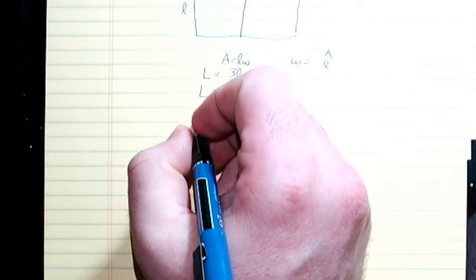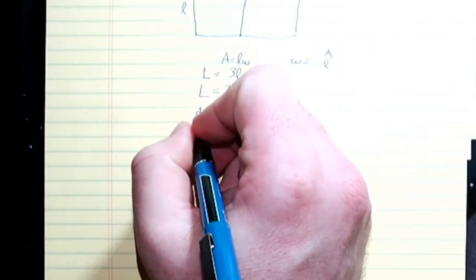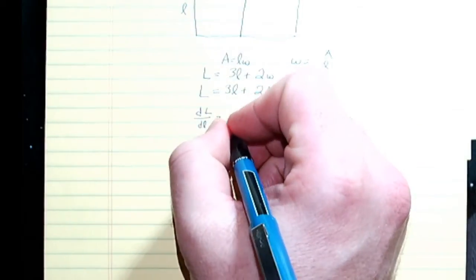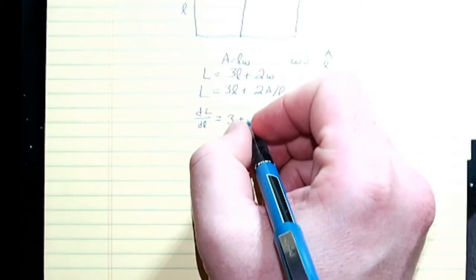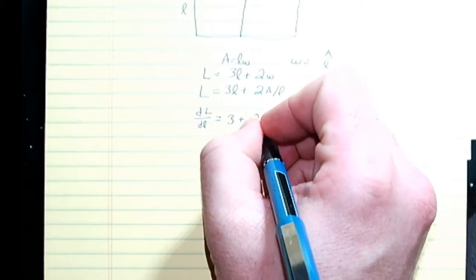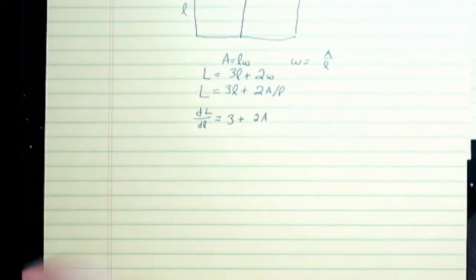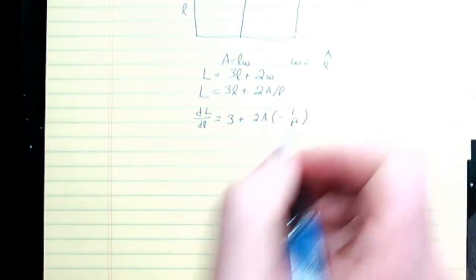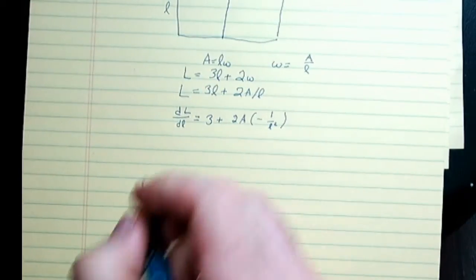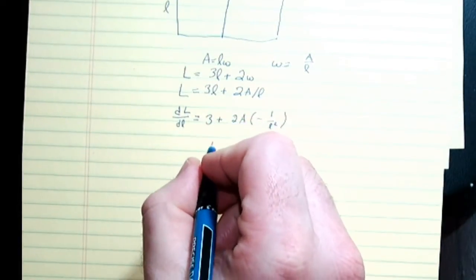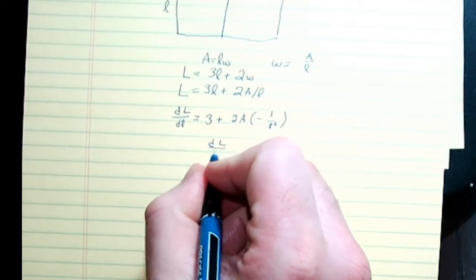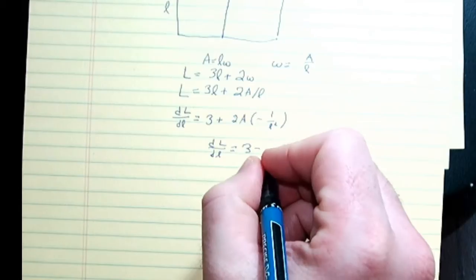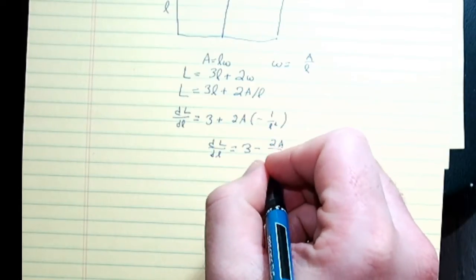So let's take the derivative of capital L with respect to the length. Well, that's 3 plus twice the area times the derivative of 1 over l, which is minus 1 over l squared. So what I have here is the derivative of capital L with respect to lowercase l is equal to 3 minus 2A over l squared.